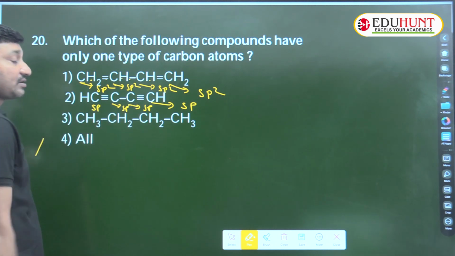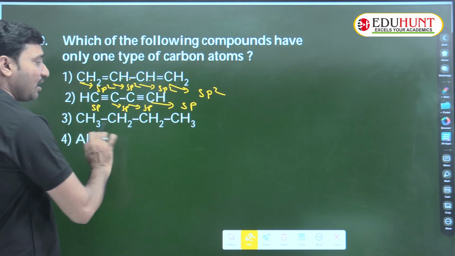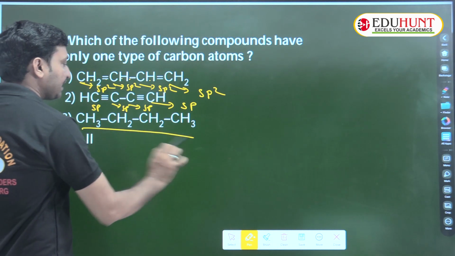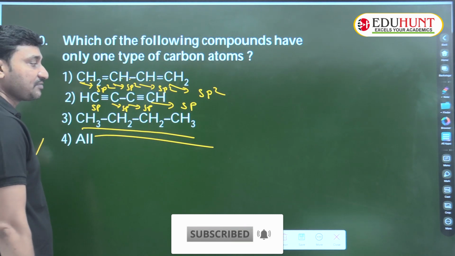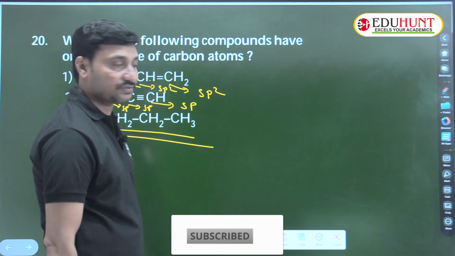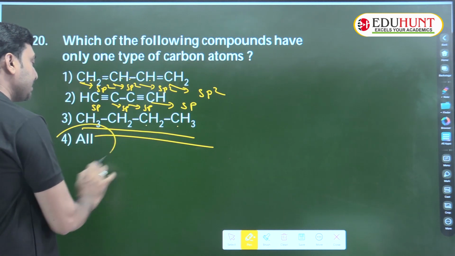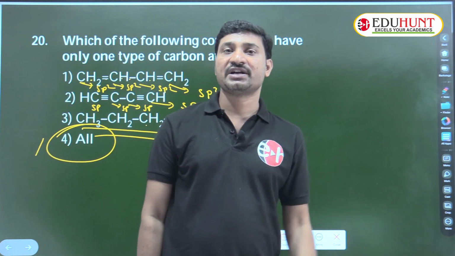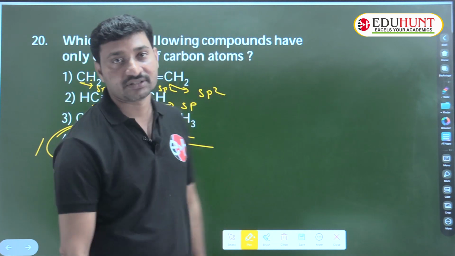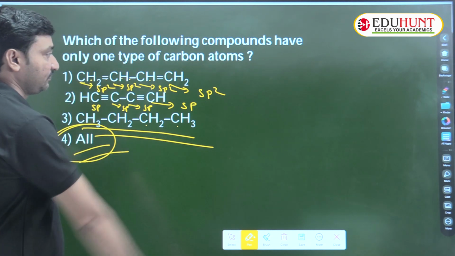All carbon atoms are sp3 hybridized, right? Here all are alkanes. All carbon atoms have C single bond C, that's why sp3 hybridized. All carbons are sp3, sp3, sp3, sp3, sp3. Then the right answer is all. In all the compounds, all the carbon atoms are the same hybridized carbon atoms, right? Hence, the right answer is all of this.